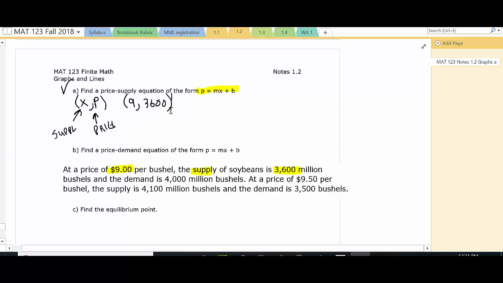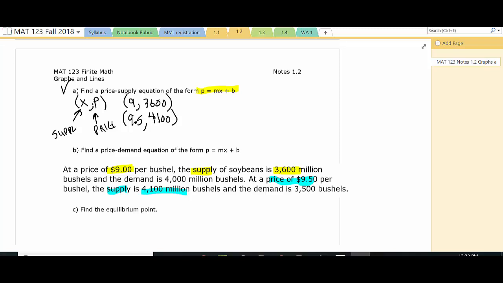Okay? Now, if you read on in this problem, we need to find the other thing that says something about supply. Now it says when your price is 950, the supply is this. That gives you another point, doesn't it? Okay? So the next point is going to be 950, whoops, so I'm just going to write that as 9.5, like this, okay, comma, and then that's going to be 4,100, like that. Okay, I found points by reading the problem. Does that make sense how I did that?